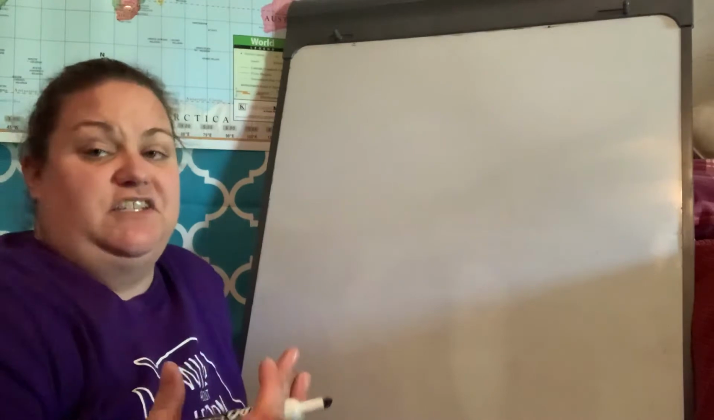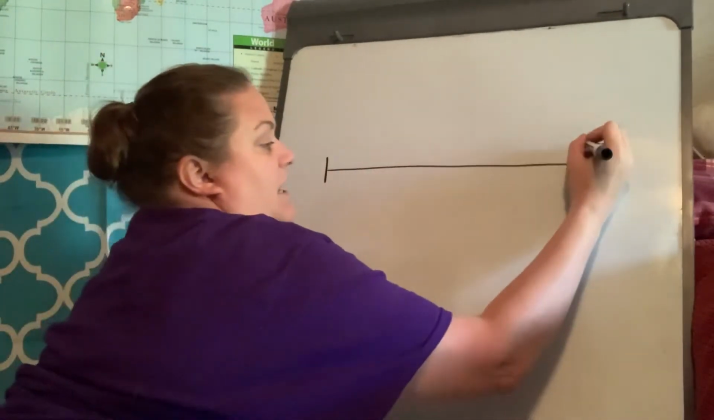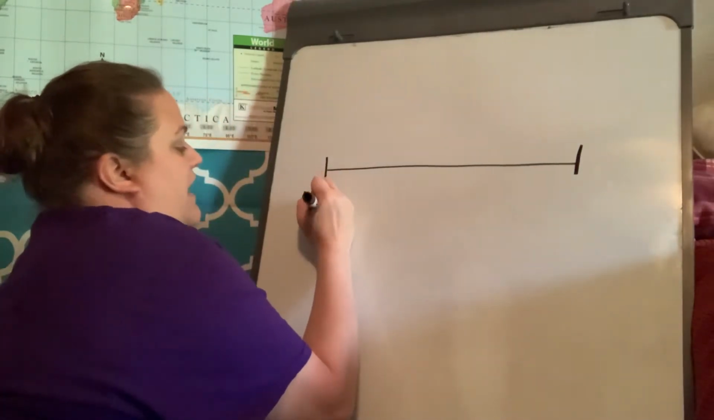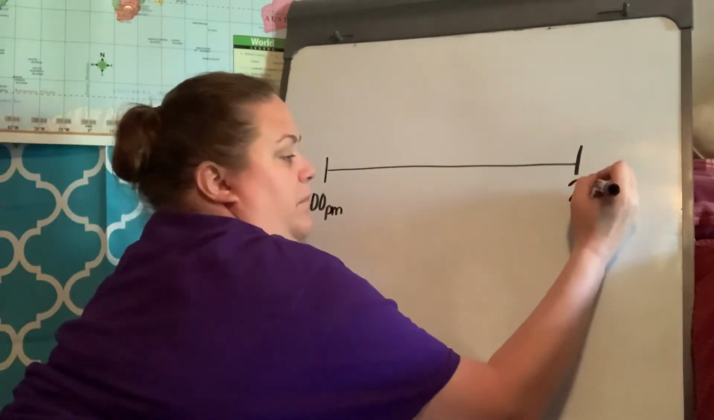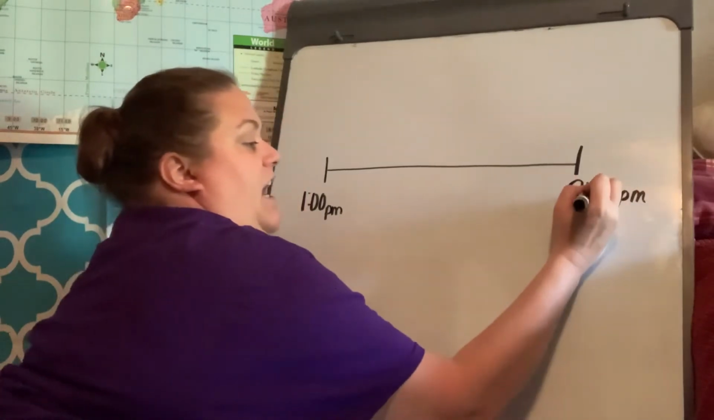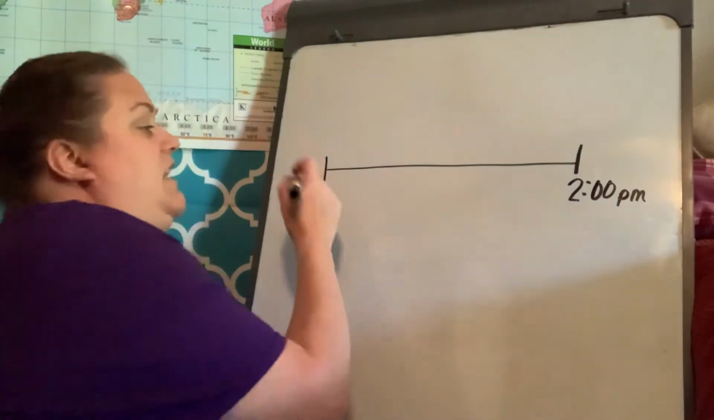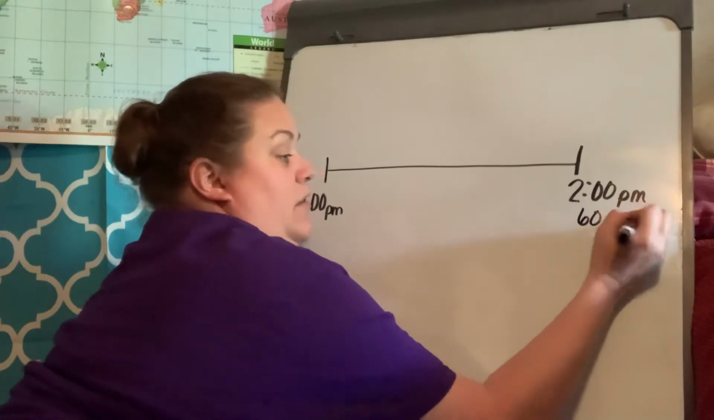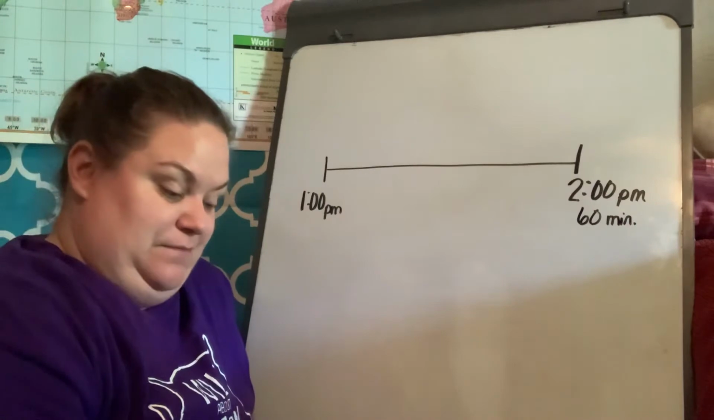One of the ways I like to do it is to use a number line. It's going to be a timeline right here. So we're going to start with 1 p.m. here, and then 2 p.m. is going to be here. So I'm measuring out an hour of our time. And we know that from here to here, this is going to be 60 minutes, because I'm going to abbreviate minutes to min, because there are 60 minutes in an hour.